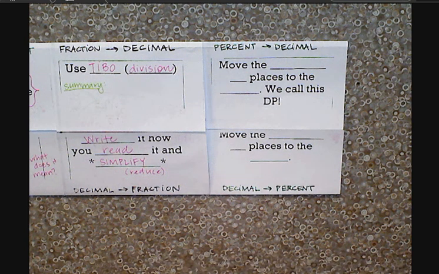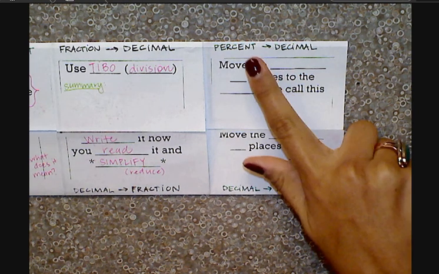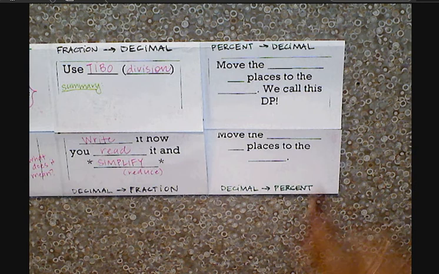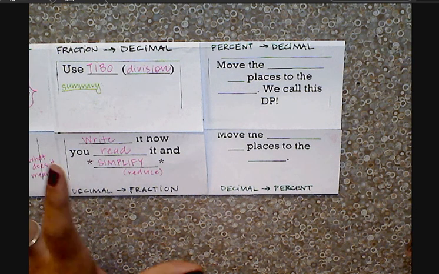All right, class, last section. Hooray! Yay, we're almost done. Percent to decimal. All right, take a deep breath. Let it go. We're almost done.